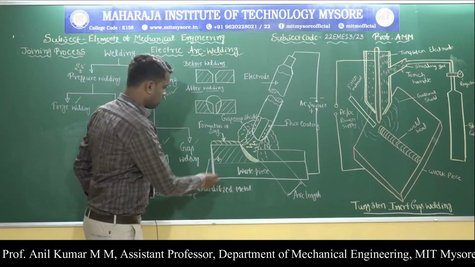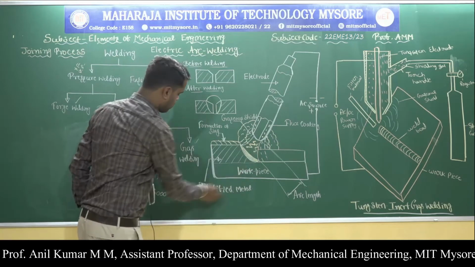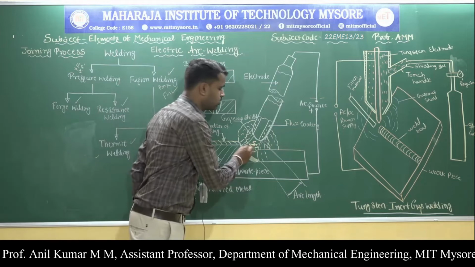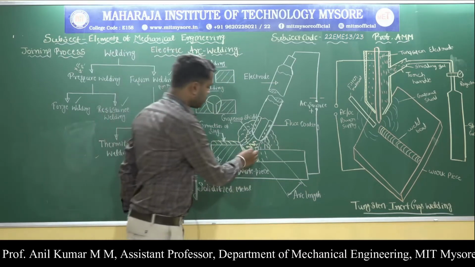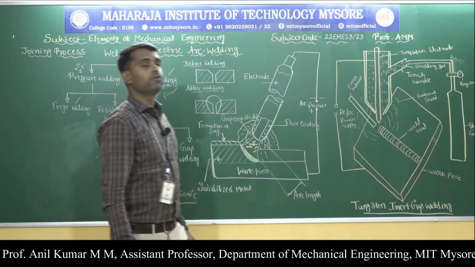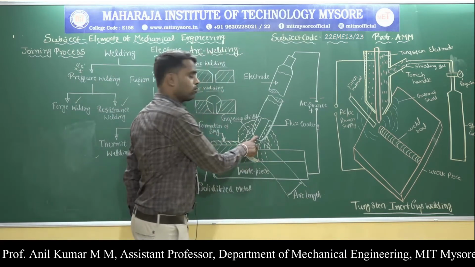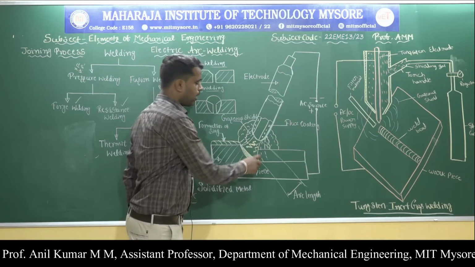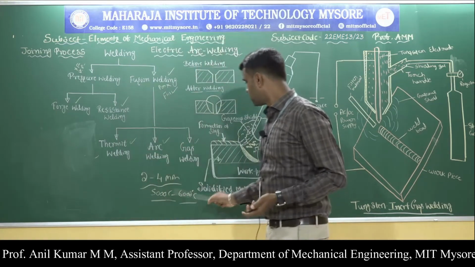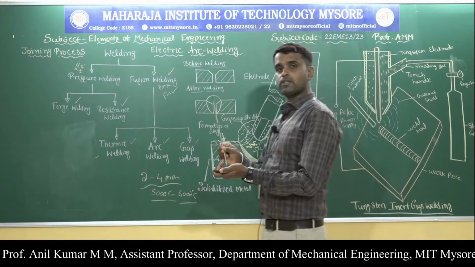The distance between the electrode and the workpiece is around 2 to 4 mm. In that gap the electric arc will be generated, and the arc temperature will be very high, around 5,000 to 6,000 degrees centigrade. Due to the high temperature the electrode will be melted. At the same time, the edges of the two metal pieces also get melted.